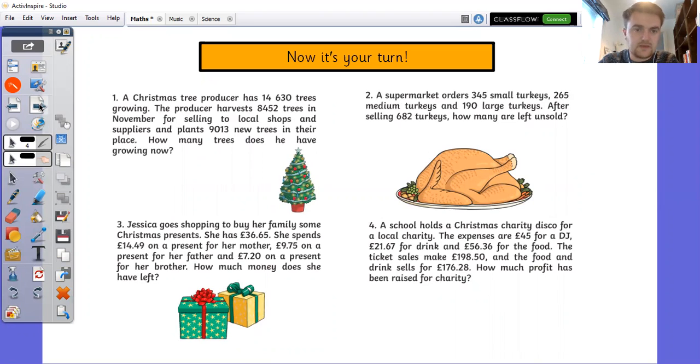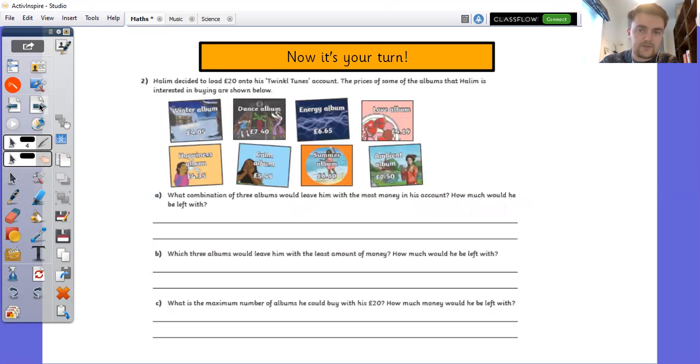A couple of things on here. The word harvests means when you bring something in. So you can harvest crops by bringing them in from the fields. If you harvest trees, it means that you're chopping them down and getting rid of them, basically. So the word harvests there is telling you to take away. The word profit is the difference between the amount of money that you spend and the amount of money that you gain. So it's difference for profit. And there's your third batch of questions.